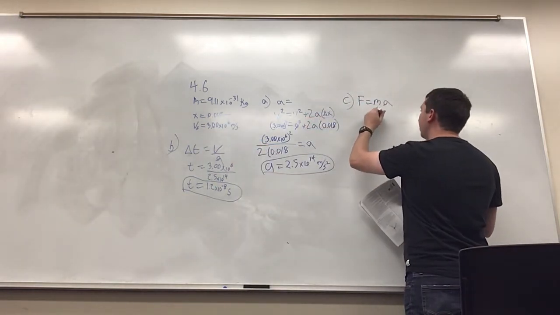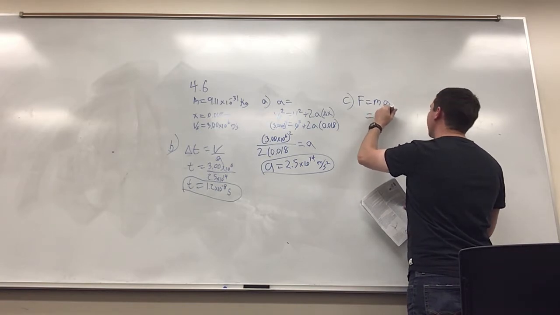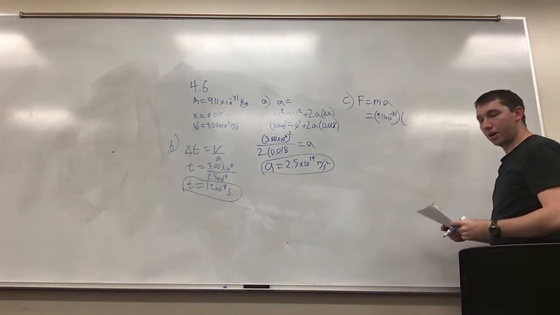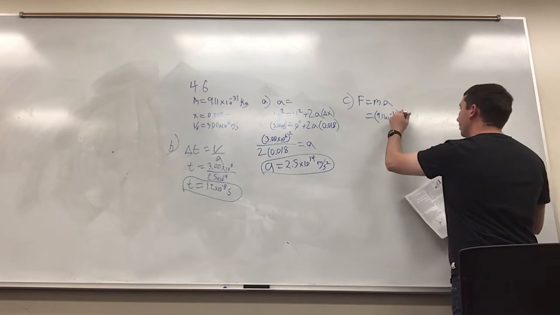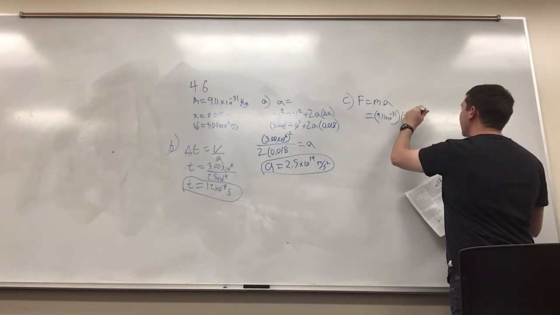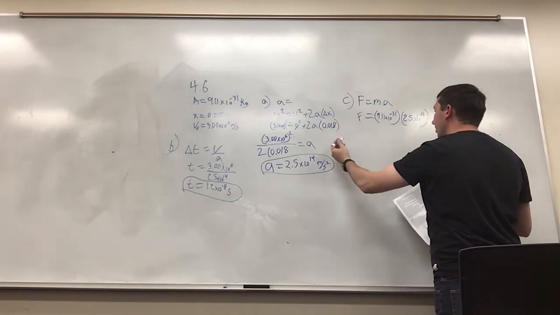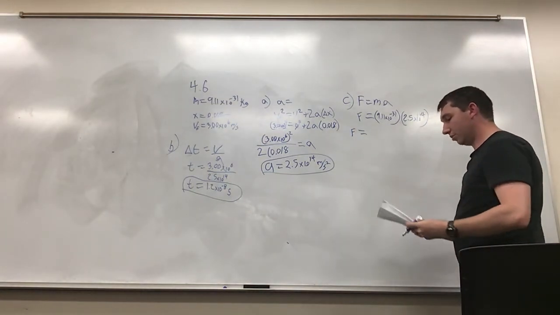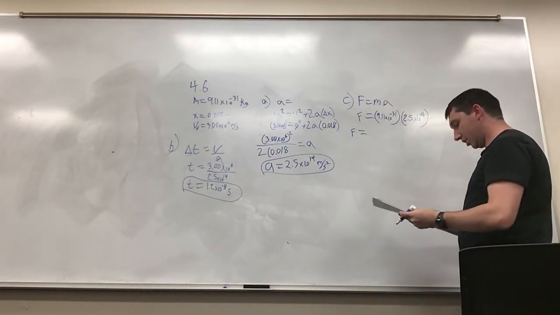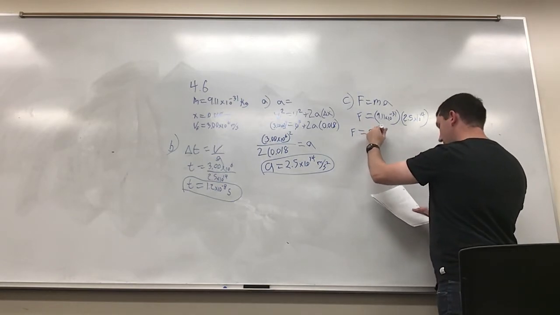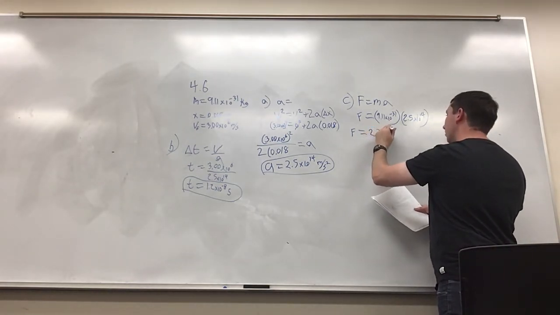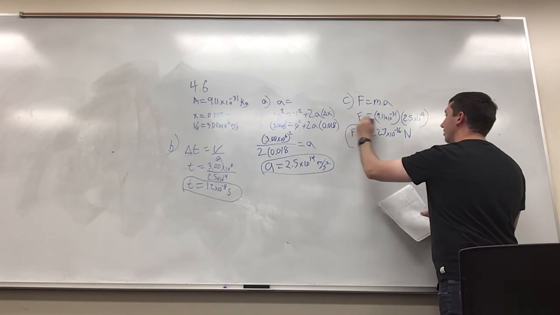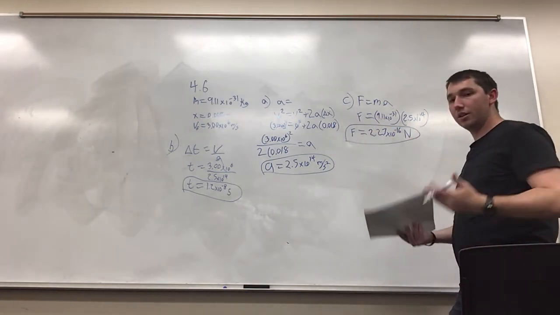So we got 9.11 times 10 to the negative 31 times our acceleration, 2.5 times 10 to the 14th. It's going to be equal to our force. It's just multiplying. And when you do the math, that comes out to 2.27 times 10 to the negative 16 newtons. And so that's our force in newtons, ignoring the effects of gravity.